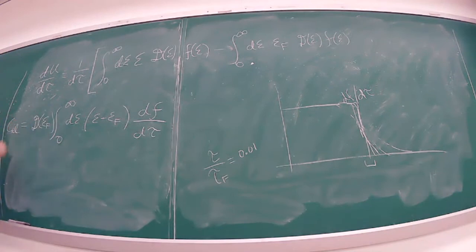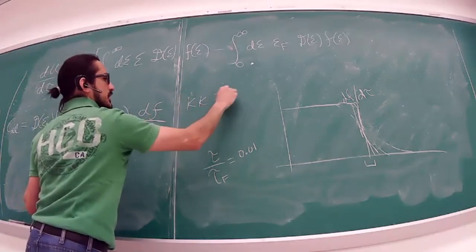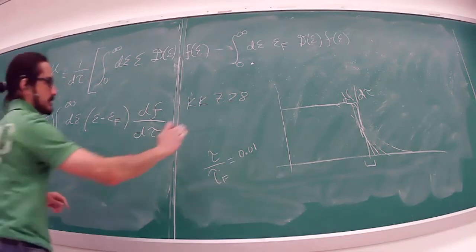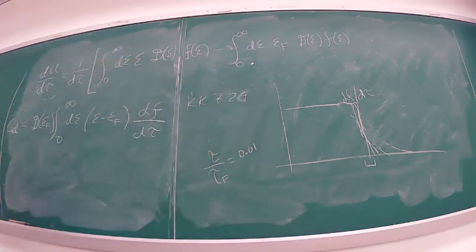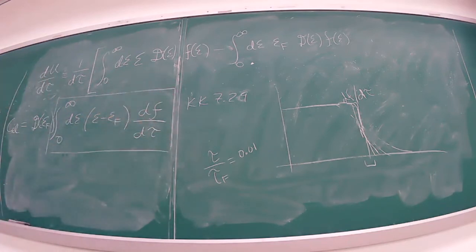So this is the electronic heat capacity. All right, so this is equation 7.28. Well, actually, when you take it out, it's 7.29, when you take the density of states out. Okay, so this integral, whatever you do to it, it's ugly. I spent way too much time looking at it.